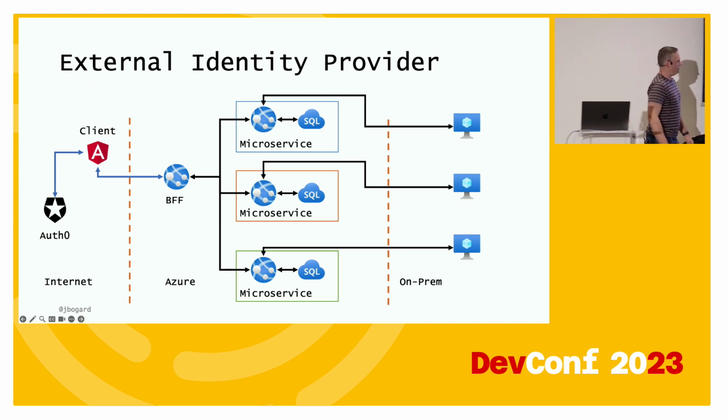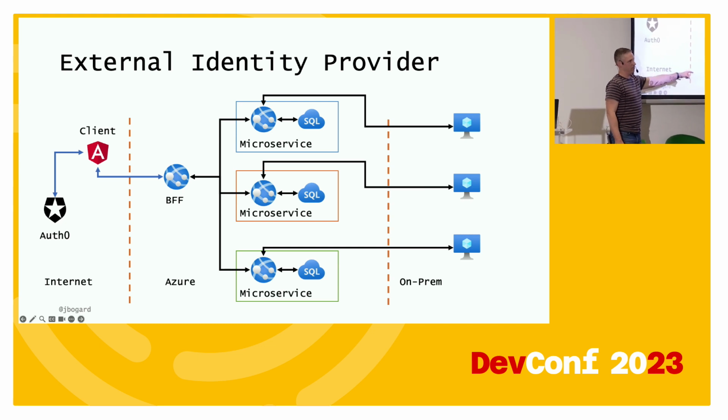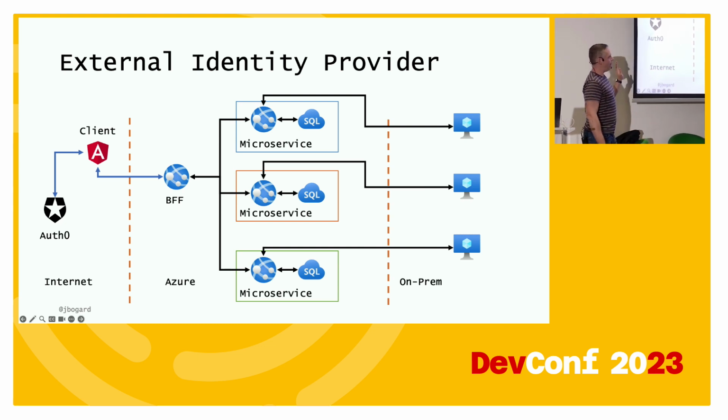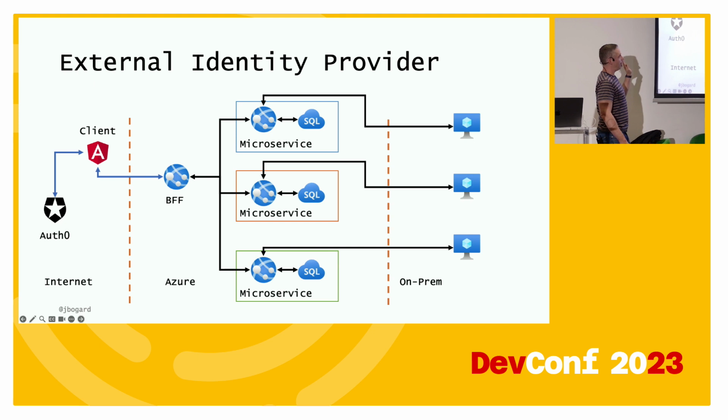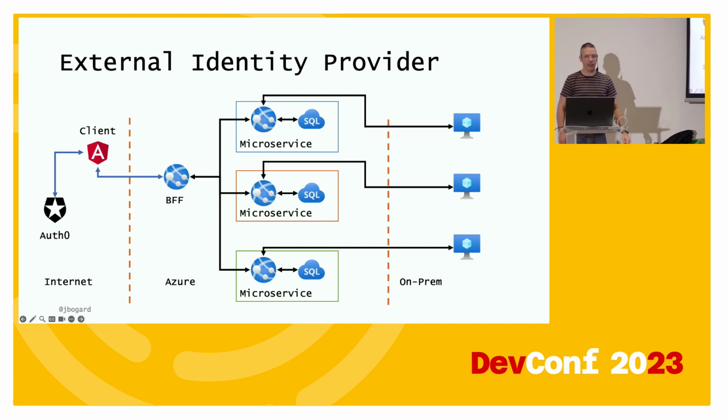My team was these microservice teams. So we had to worry about what happened after the request came in from the front end to our backend for front end. How do we secure everything beyond that?